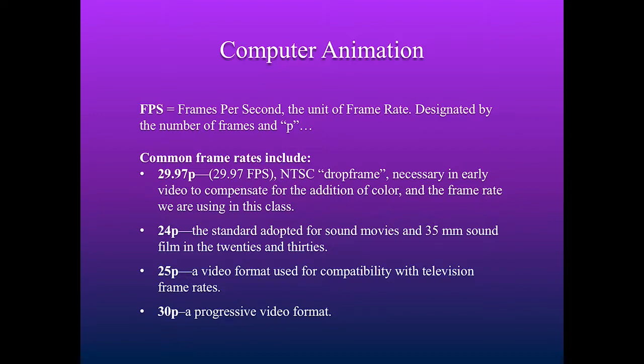24p is the standard that was adopted for sound movies in 35mm sound film in the 20s and 30s. 25p is the video format used for compatibility with television frame rates because television has other settings it also needs. And then 30p is a progressive video format. But the most important one, of course, is the 29.97.